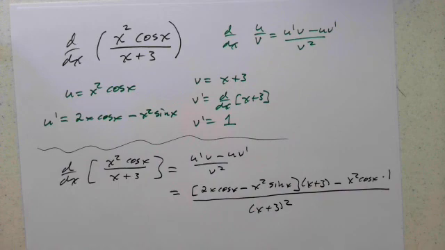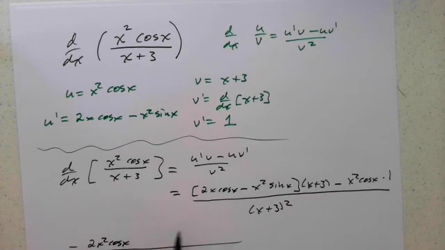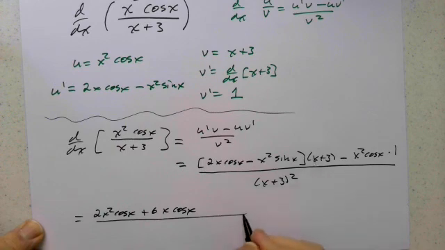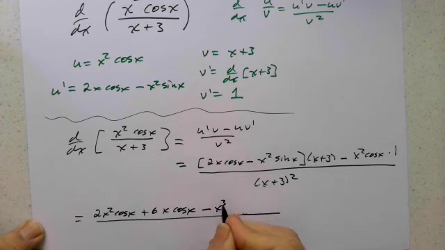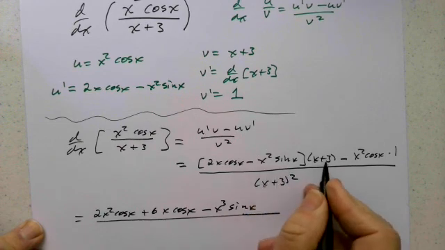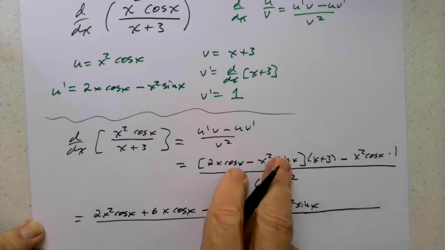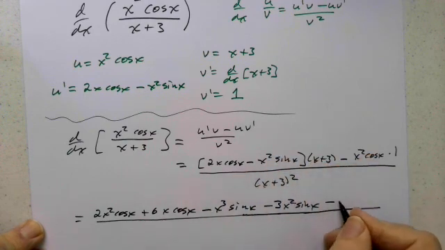Well, that's a bit of a mess. Let's see, is there a way for us to simplify that? 2x cos x times x would be 2x squared cos x. 2x cos x times 3 would be 6x cos x. Negative x squared sine x times x is negative x cubed sine x. Negative x squared sine x times 3 would be negative 3x squared sine x. So that's just this binomial times that binomial, now minus x squared cos x.